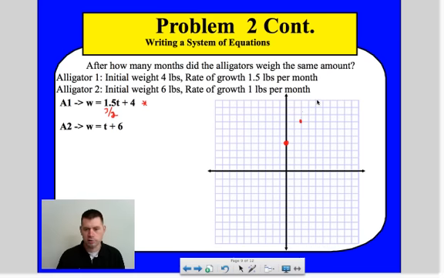Rise 3 over 2. Okay, that's going to help us in plotting that information. As we go through, we're going to say plus 6, 4, 5, 6. And this one's going to go up 1 over 1, up 1 over 1, up 1 over 1, up 1 over 1. Okay, because that was our slope.